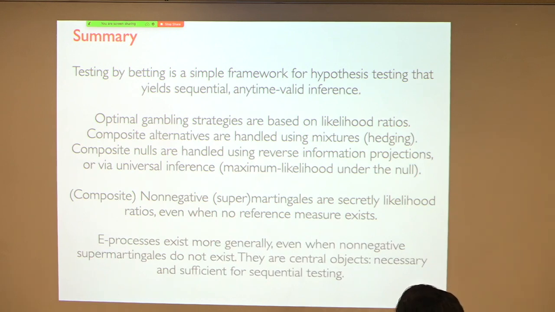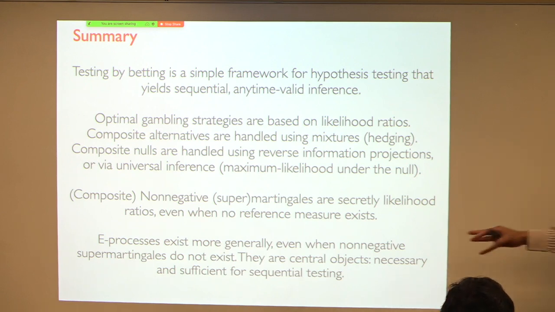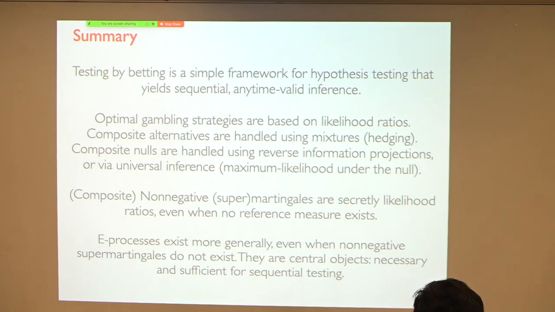And this idea of the E-process is even more general. E-processes exist even more generally, even when non-negative supermartingales don't exist, and they are the central objects that are necessary and sufficient for sequential testing. Okay, so this was a very quick 5-minute summary of yesterday's talk. For those of you who were here, hopefully it just refreshes your memory a bit. For those of you who weren't here, I hope at least some key definitions are up here that will be useful later.